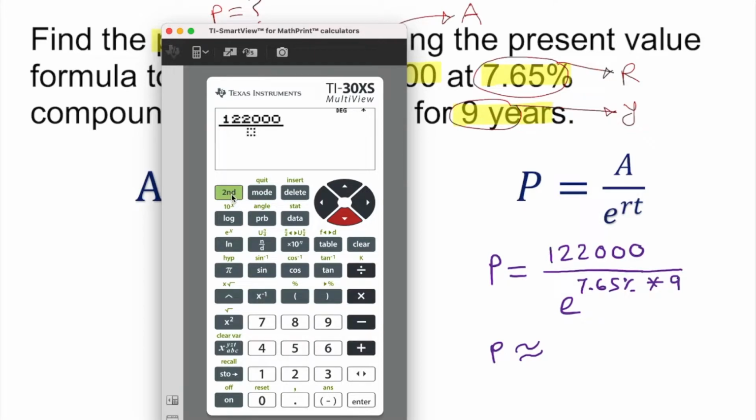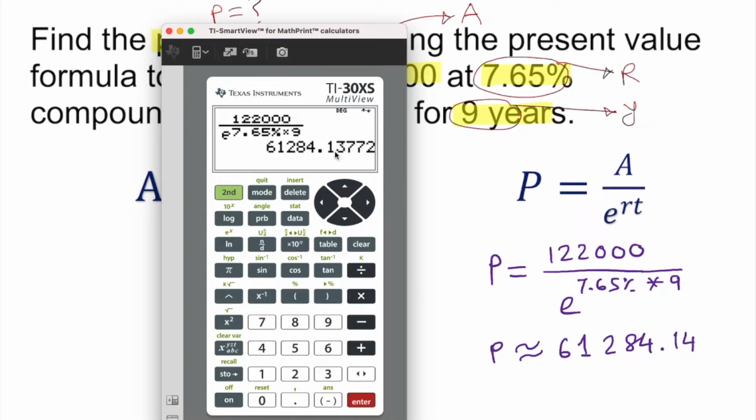How do you get e? Second ln is going to give you e built in. Almost every calculator has it, sometimes it's second division, you just look for it. So 7.65% is second, open parentheses, and times 9. If we enter, we get what we're supposed to get.